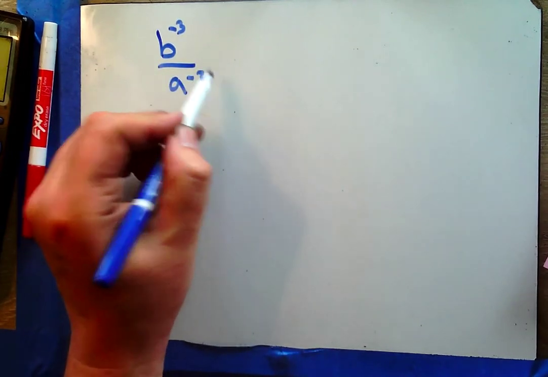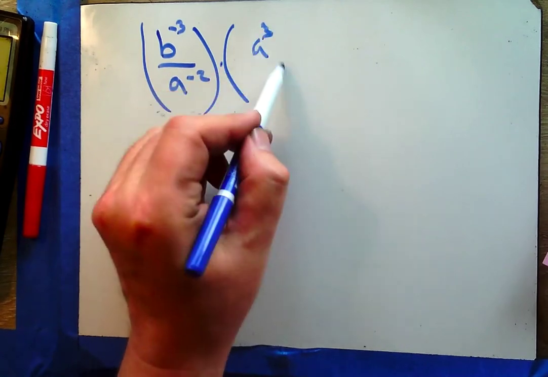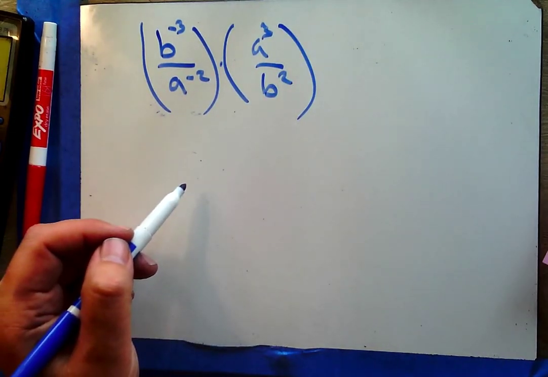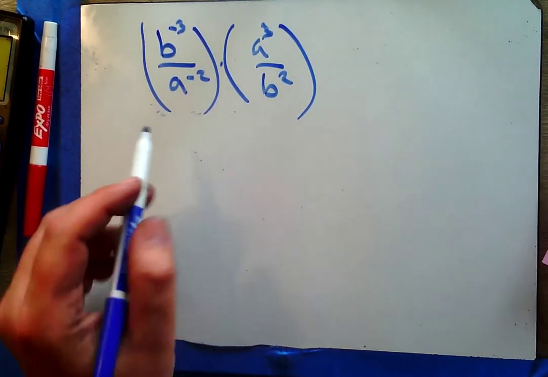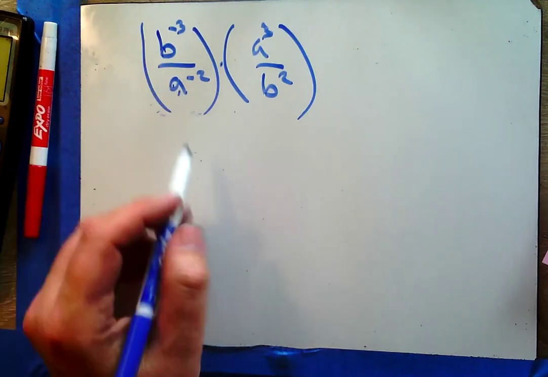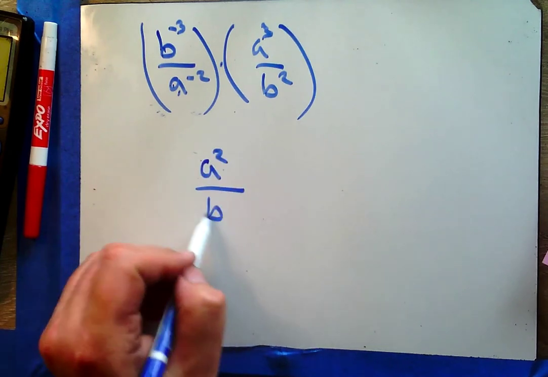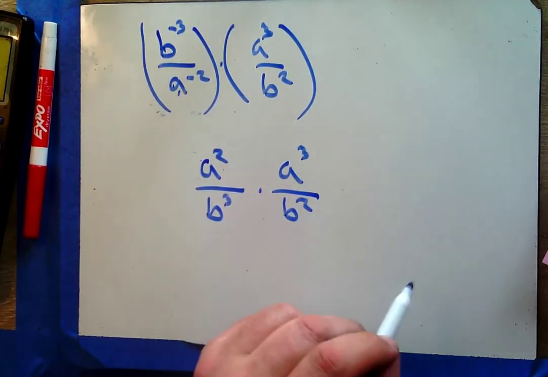Okay, round 3. b to the negative 3 over a to the negative 2 times a to the third b squared. Please simplify this expression. So most students out of Algebra 2 like to move the negatives. And so they're going to have a squared on top, b to the third on the bottom, a to the third over here, b squared here.